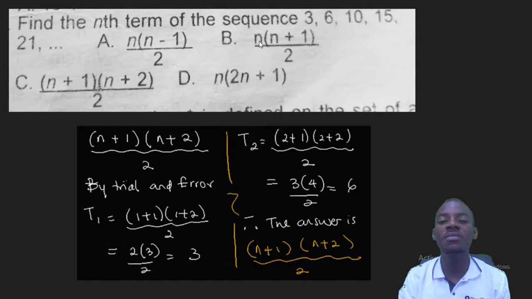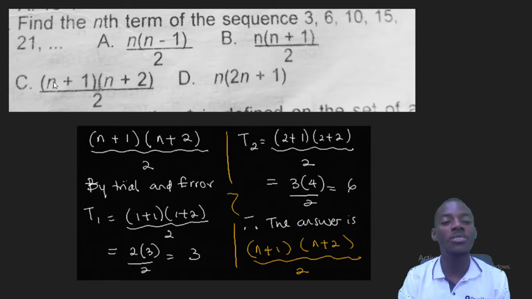So let me check this B. I'm finding my first term, right? So that means my n is 1. So if I put 1 here as n, 1 plus 1 is 2. 2 times the 1 outside is 2. 2 divided by 2 is 1. Is this 1? No, it's 3. So this is also not right. It's wrong.